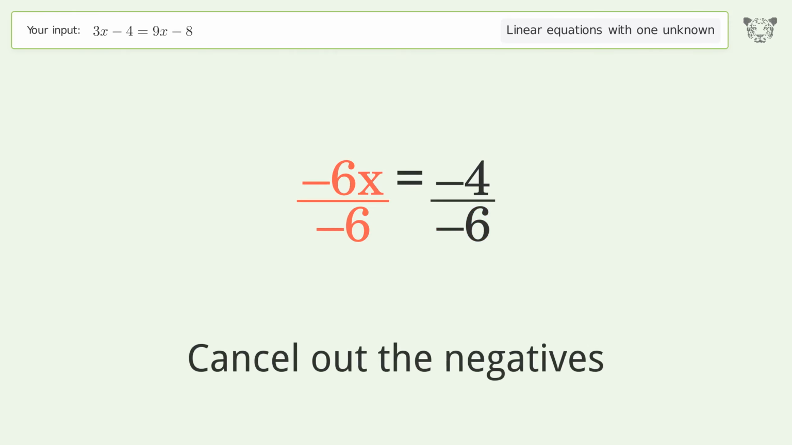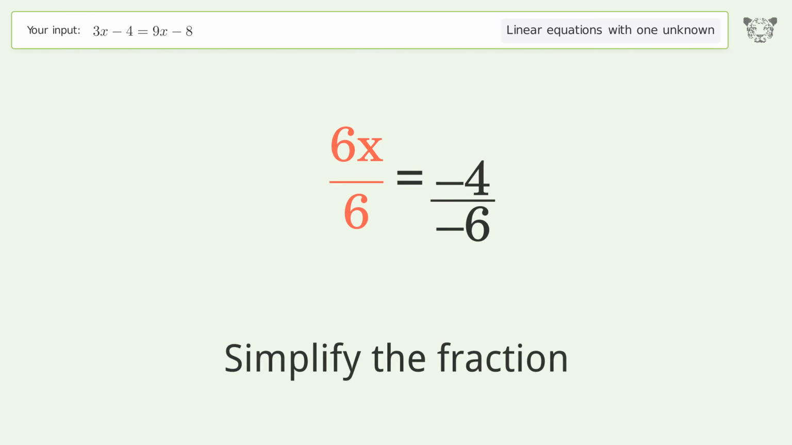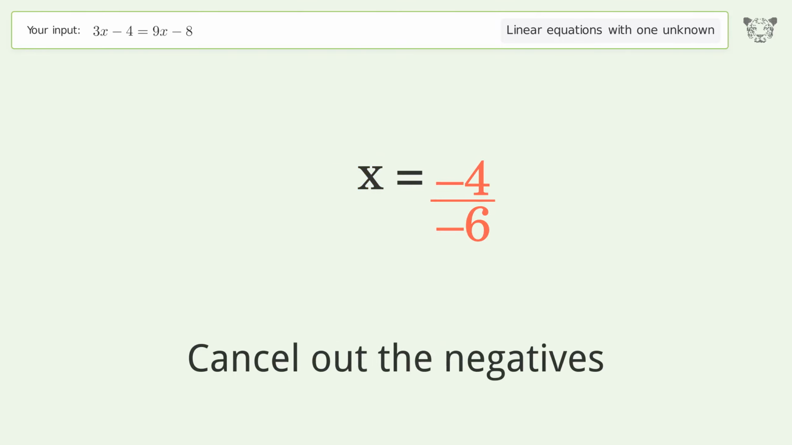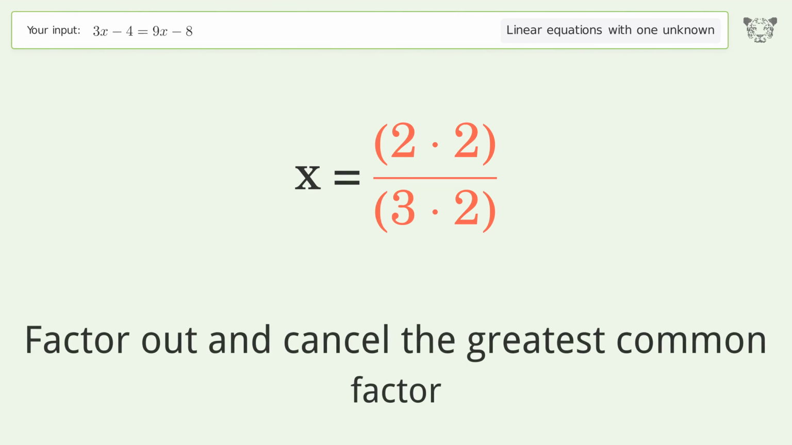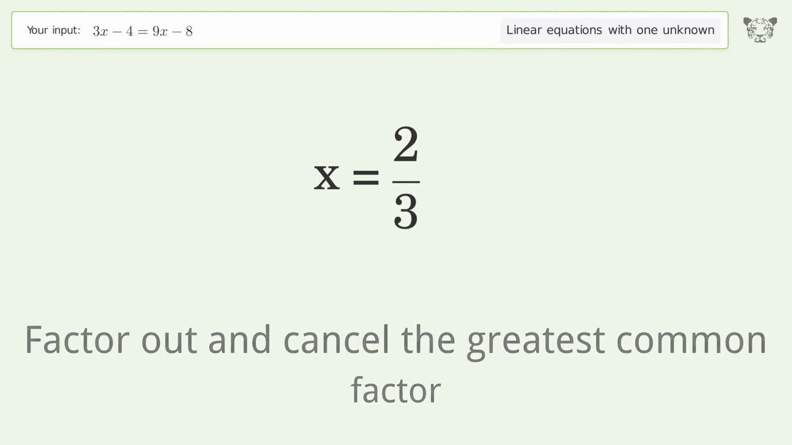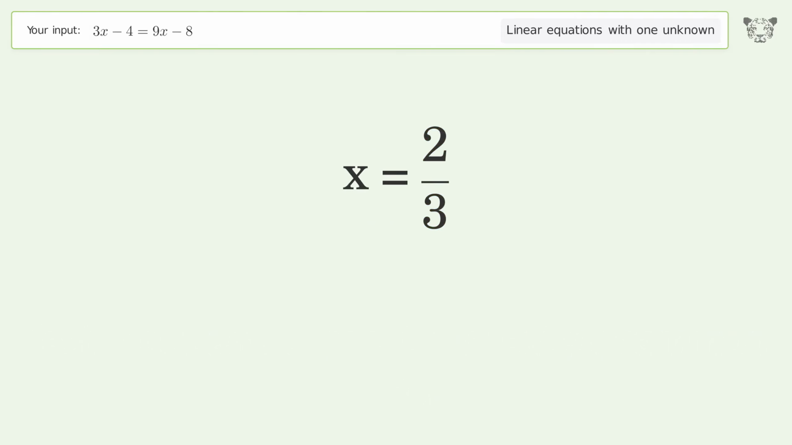Cancel out the negatives. Simplify the fraction. Cancel out the negatives. Find the greatest common factor of the numerator and denominator. Factor out and cancel the greatest common factor. And so the final result is x equals 2 over 3.